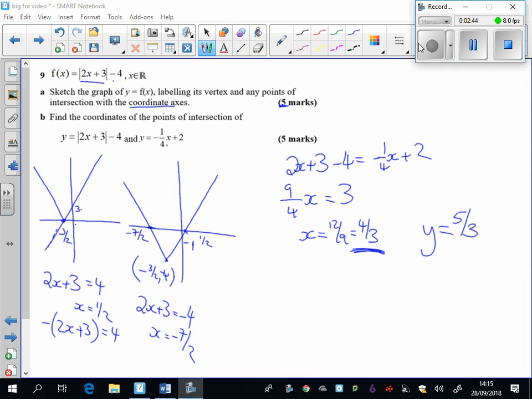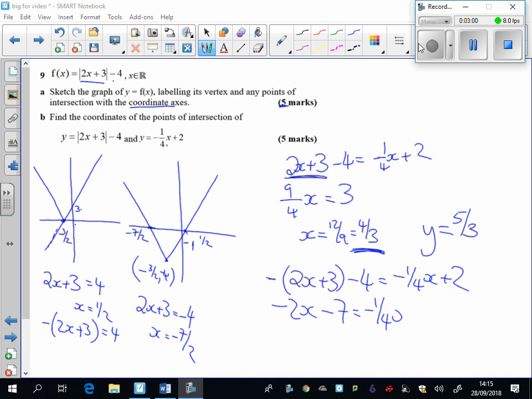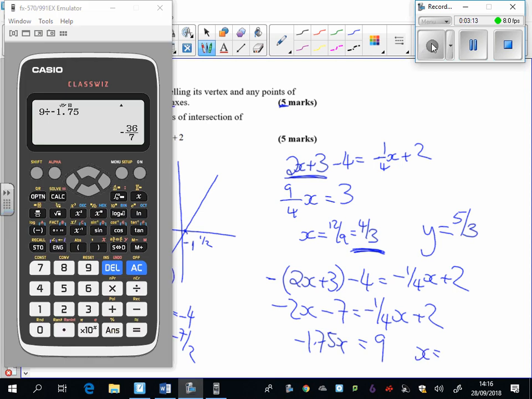Now the alternative is when the modulus does some work, and we've got to put a minus around all of this. That was a minus a quarter x plus 2. And so I've got minus 2x minus 7 altogether there. So if I add the 7 and add that, I've got minus, oh, I've switched to decimals, that's horrible. So I can't work that out in my head, I need my calculator, hang on. So I just grabbed my calculator there, so x is minus 36 over 7.